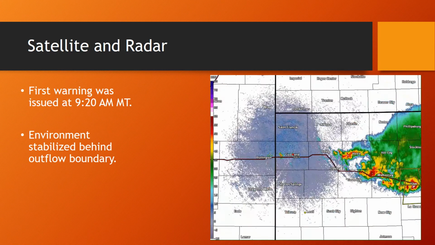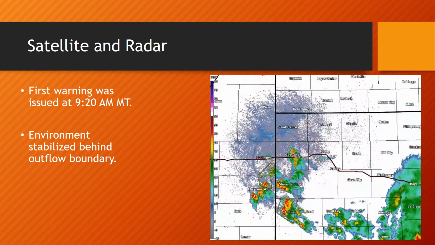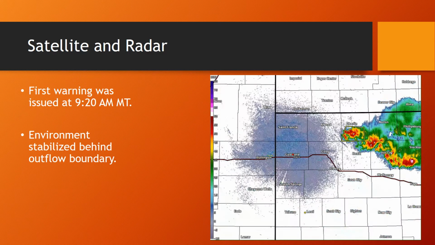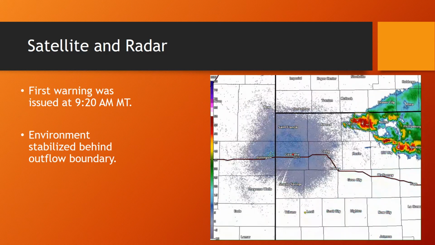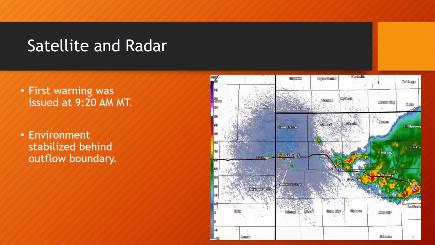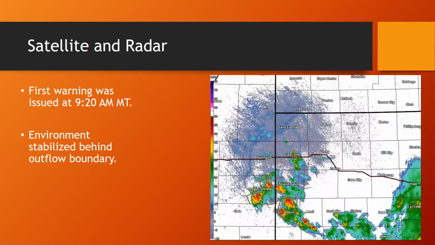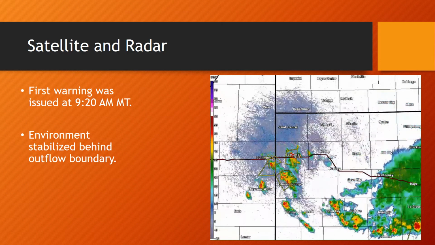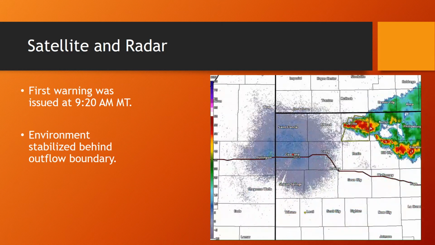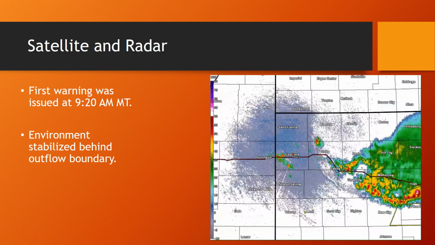And that was again due to the stable air that was following the outflow boundary in. So that was something we had to keep in mind when we were issuing the warnings: we don't want the warnings to last too long, because we don't want to have a warning going once the storm actually collapses. And they did weaken quite rapidly behind that outflow boundary as it moved through.